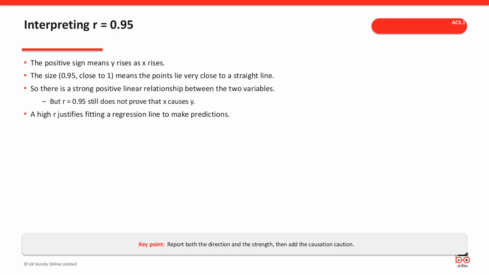Let's unpack that R of 0.95. The positive sign tells us y rises as x rises. The size, so close to 1, tells us the points lie very nearly on a straight line. Put together, that's a strong positive linear relationship, and it justifies fitting a regression line to make predictions. But you knew this was coming. An R of 0.95 still doesn't prove x causes y. Always report both direction and strength. Then add the causation caution.